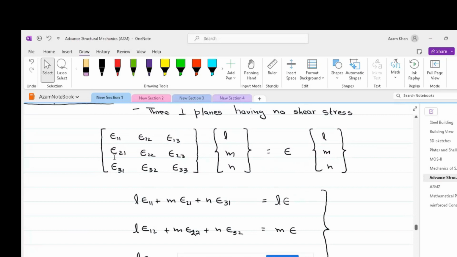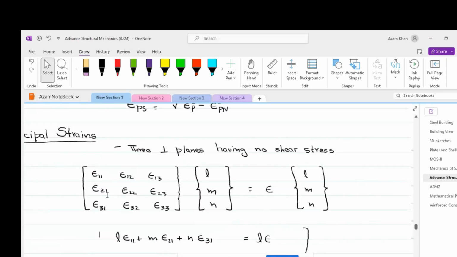In mathematics, this problem is called the eigenvalue problem. So in the eigenvalue problem, we have the strain vector applied on a particular vector whose direction cosines are l, m, and n.